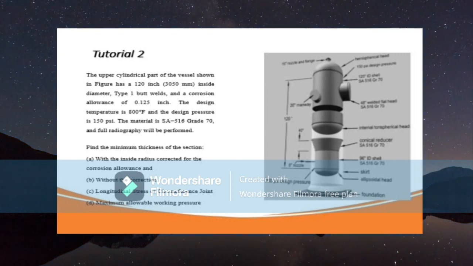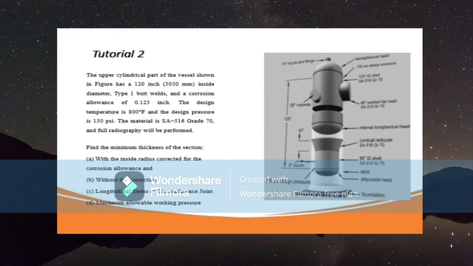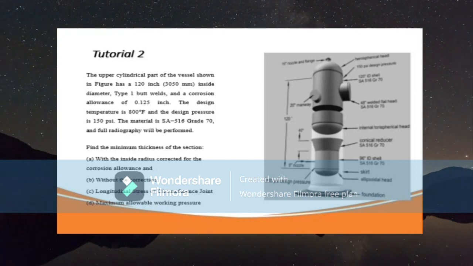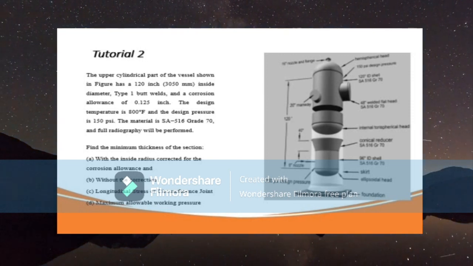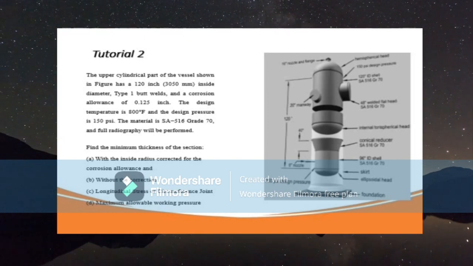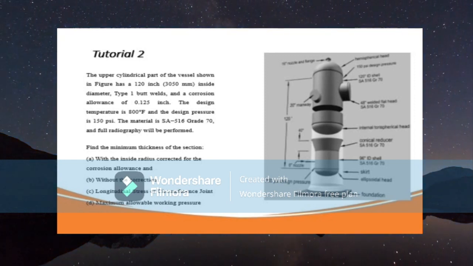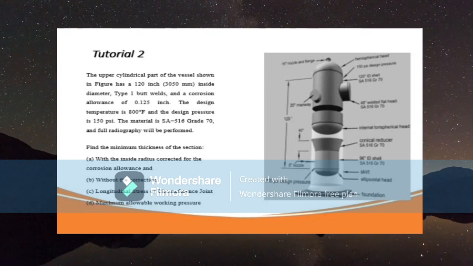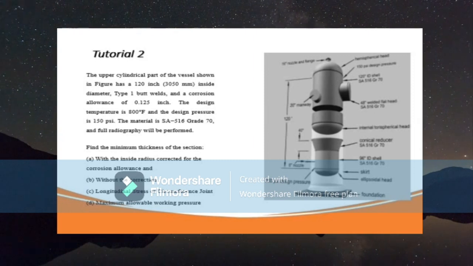Tutorial 2, Assignment A3_6. The upper cylindrical part of the vessel shown in the figure has a 120-inch, 3050 mm inside diameter, type 1 butt welds, and a corrosion allowance of 0.125 inch. The design temperature is 800 degrees Fahrenheit and the design pressure is 150 psi. The material is SA-516 grade 70, and full radiography will be performed. Find the minimum thickness of the section.